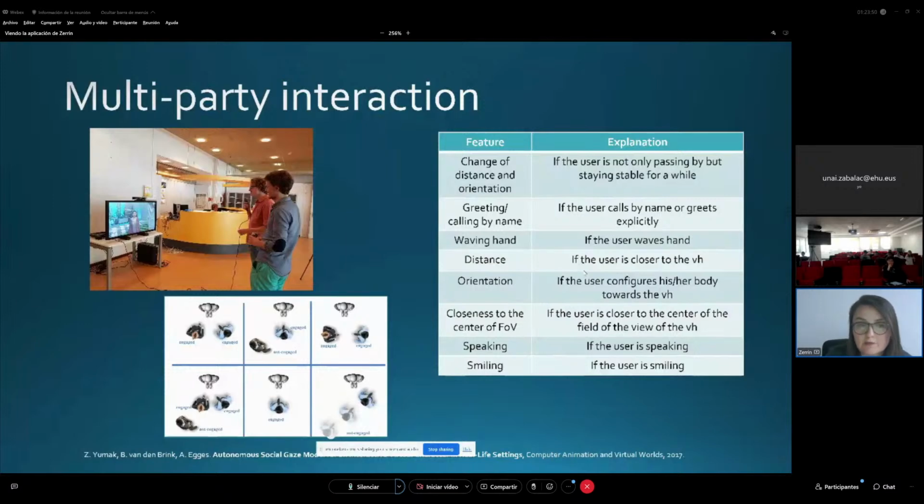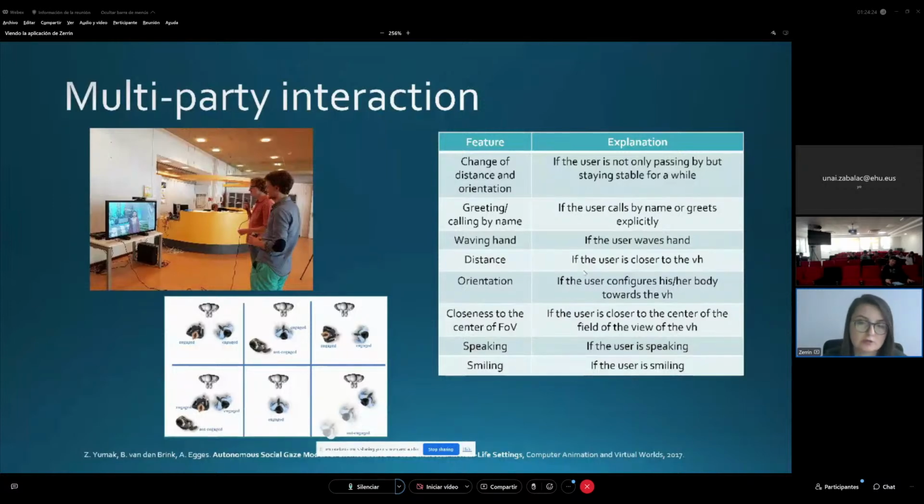Some of them are just passing by, some of them are really staying and spending time to interact with the character. And before even starting the conversation, the character has to find out whether this person is paying attention. And we were looking into different types of features coming from the depth camera: change of distance and orientation, closeness to the center of field, speaking, smiling, for the different types of cues.